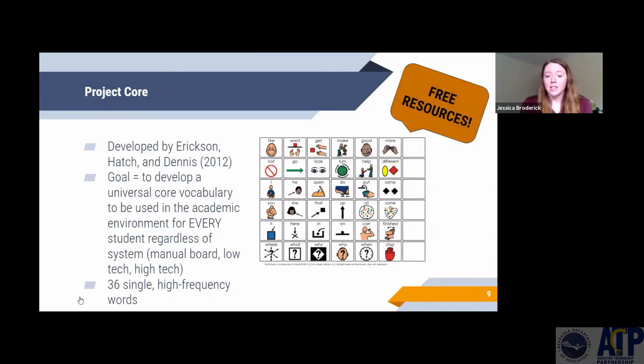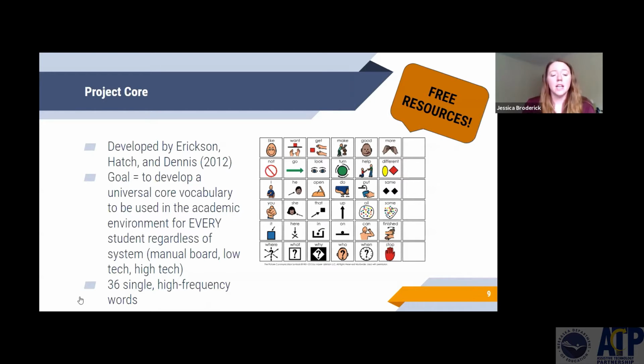So one of the resources I will give you to do that is the Project Core website. And this is something from Erickson, Hatch, and Dennis. They set out with the goal to develop this universal core vocabulary system for use in school for every student. So it didn't matter what their cognitive ability was. It didn't matter if they were using a manual board where they were pointing to things. It didn't matter if they were using a really high-tech eye gaze system. They wanted the same universal core that was relevant for any kid in any environment for any ability level.